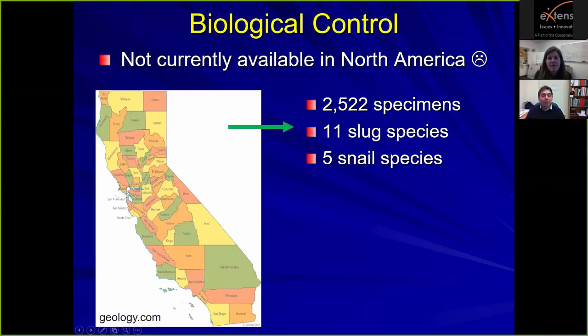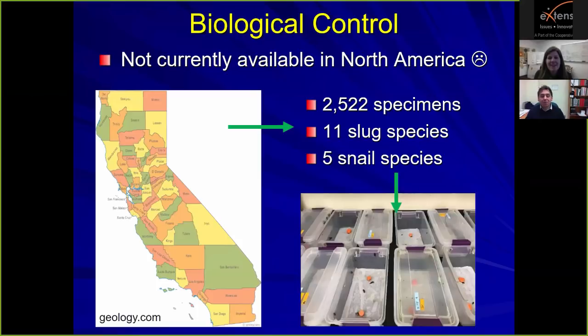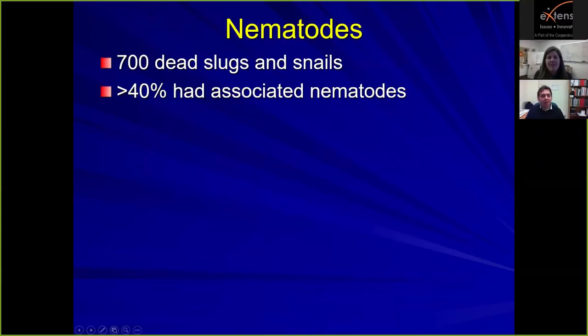And by the end of the trip, I'd collected over 2,500 slugs and snails from 16 different species. And we kept all of the specimens in plastic containers like these in the laboratory. I passed them on to my colleague who examined them for nematodes. In total, I passed over about 700 dead slugs and snails, and of those, over 40% had associated nematodes. So it was quite a remarkable catch rate.